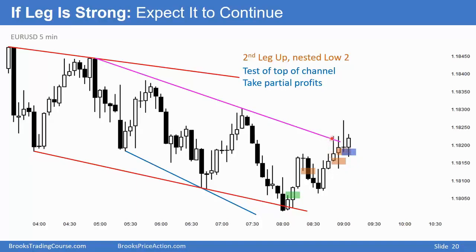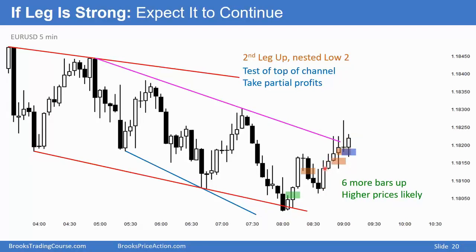A micro double top, up and then up and down at a resistance level, the top of a channel, and a lower high. Just like here was a reasonably strong leg up, we reverse down. You have to be open to the possibility that another strong leg up and we reverse down to another new low. At this point, I think it's more likely that we will not reverse down to a new low and that we'll either stay sideways or continue higher.